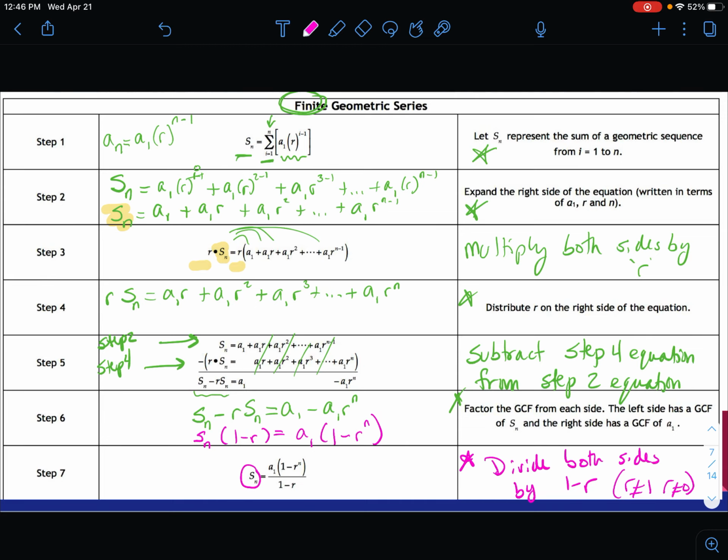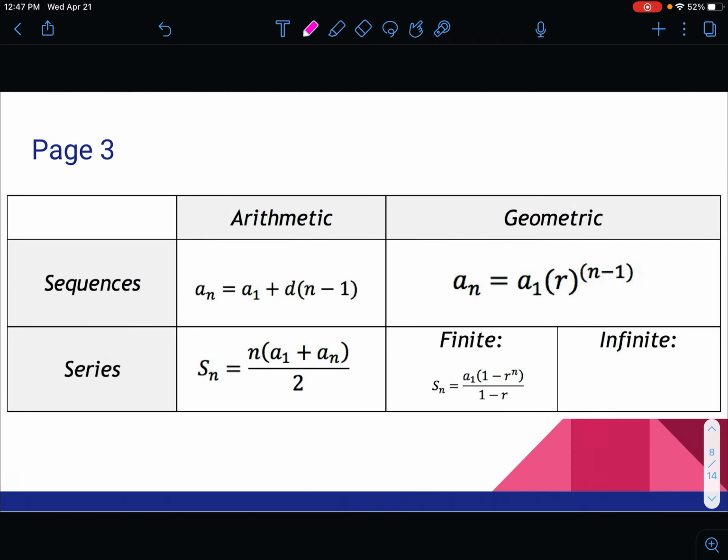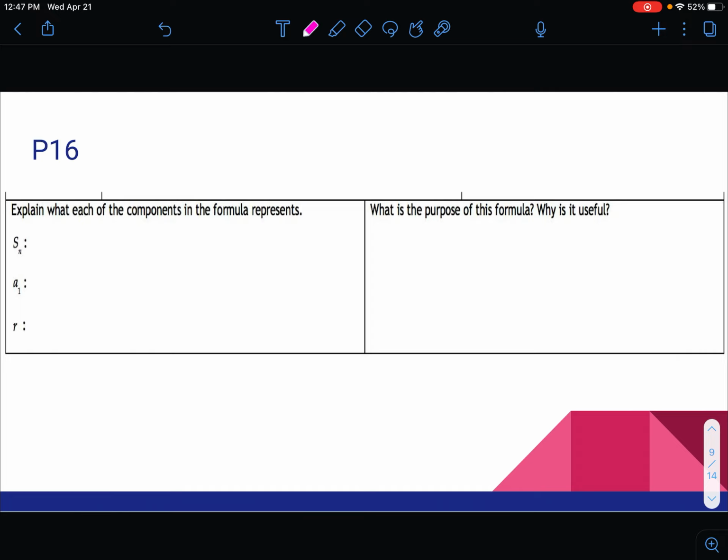Okay, so from here, we have our formula. The sum of the first n terms of a geometric finite series. We take the first term, we multiply by 1 minus the ratio, where the ratio is actually raised to the nth power, and then divide by 1 minus the ratio. So now we have this last one, this finite one to fill in. So on page 3, make sure that you have that recorded carefully. And the last thing we'll do is the infinite. So this was page 16, sorry, the formula page.